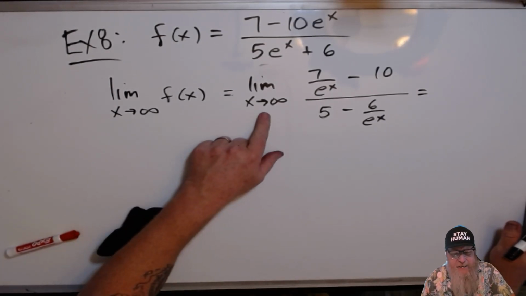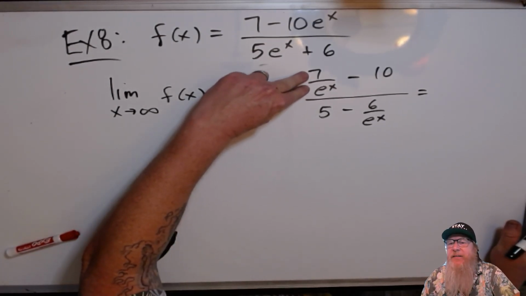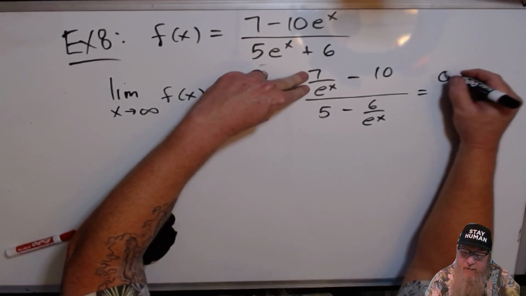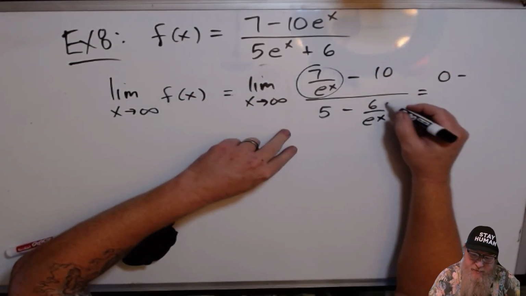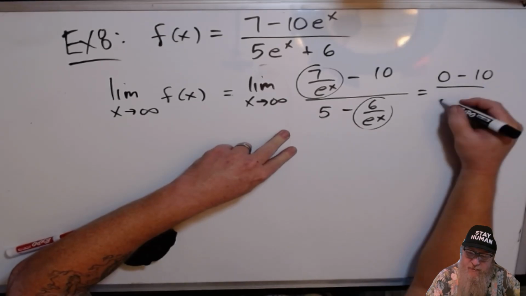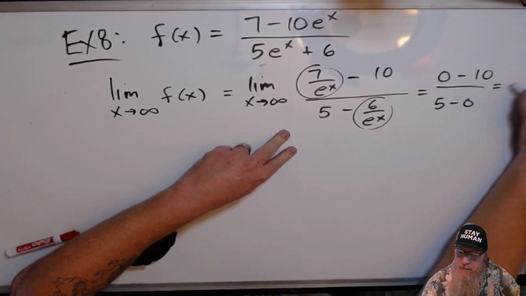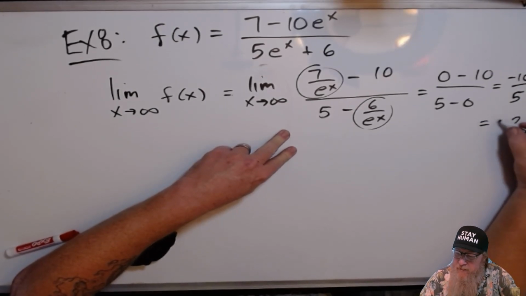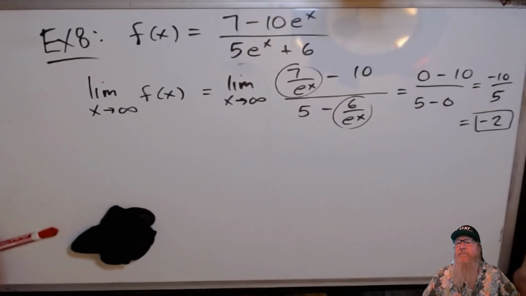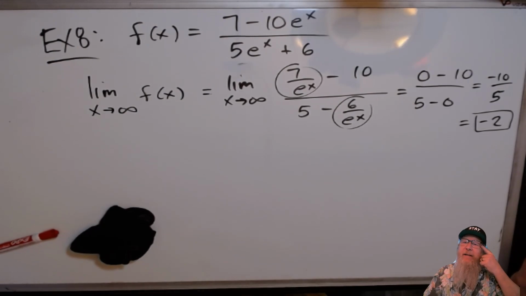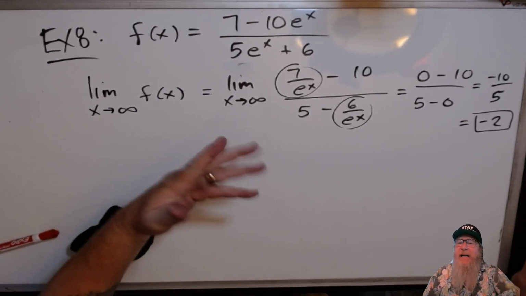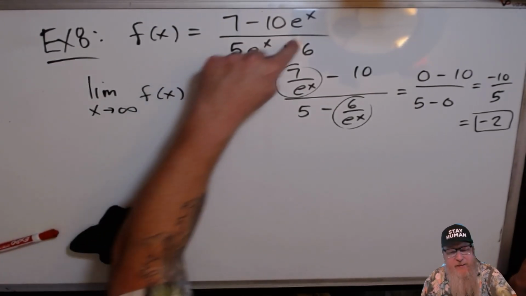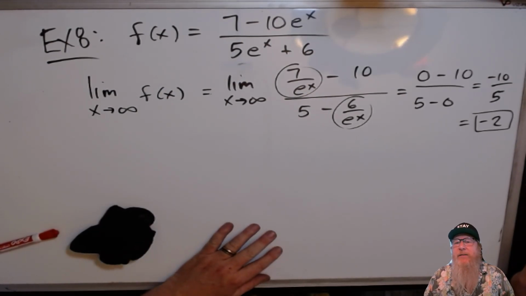And so again, x is going to infinity. This is going to 0, and so is this. So it's -10 over 5, which is -2. That's pretty easy. Yeah. Now that we have the technique down. Right, and also because the power is very simple, e to the x.